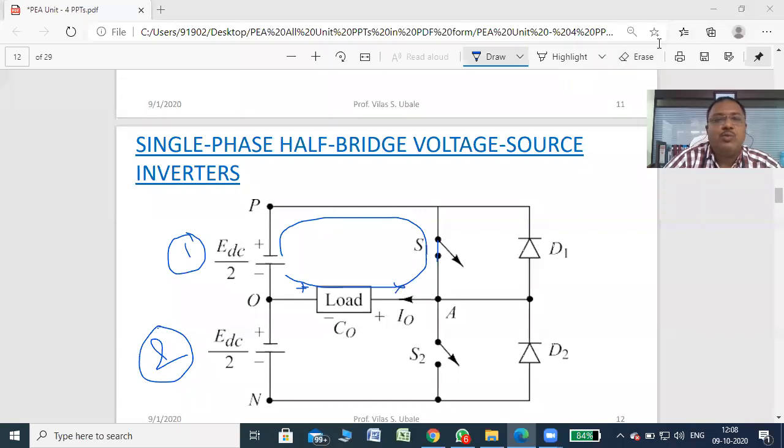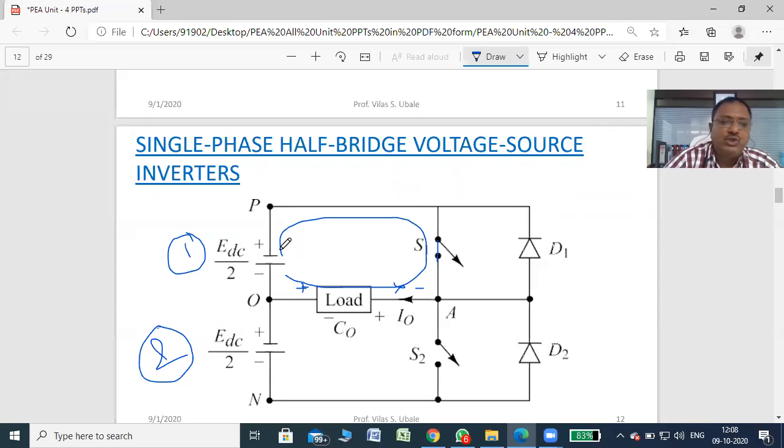Ravina said the figure is clear. Thank you very much, Ravina. So A is negative and O is positive. Current flows from the positive terminal of the battery to the load, it's a resistive load, to point A, then S1, then back to P, and then Edc minus. So current goes O, load, A, S1, point P, and back to the positive.